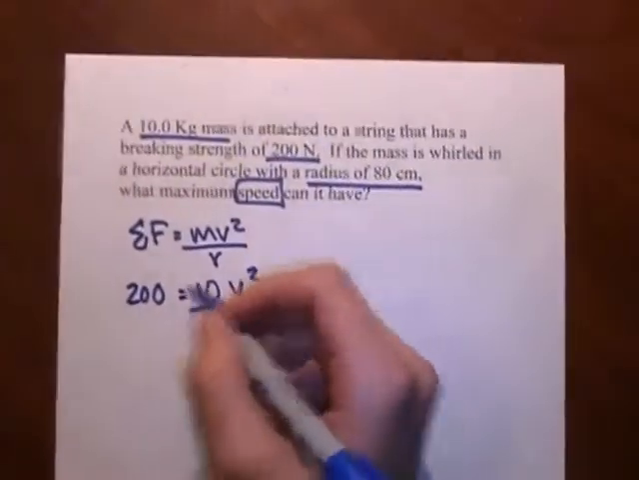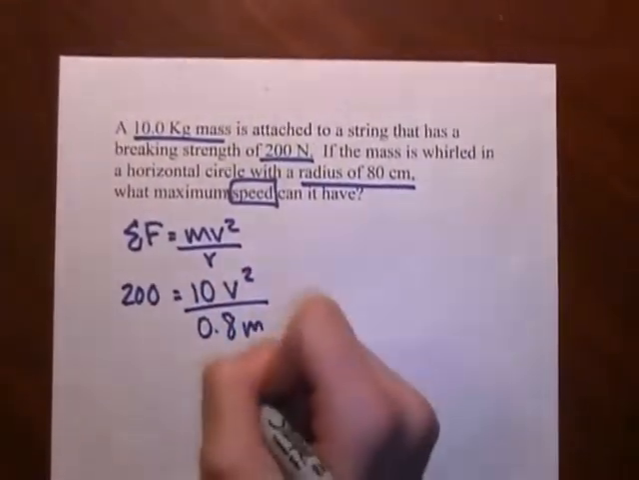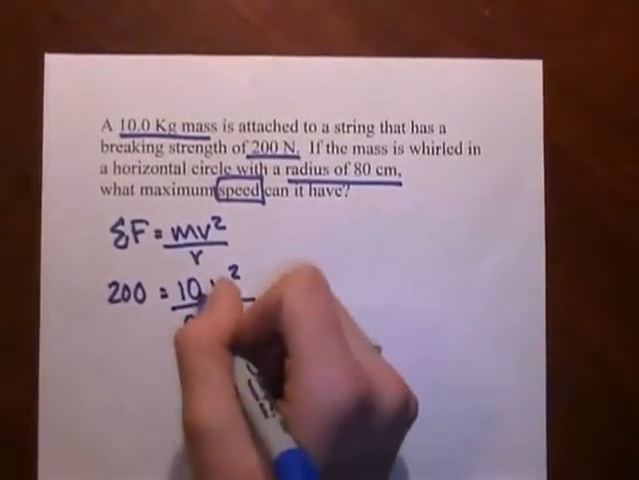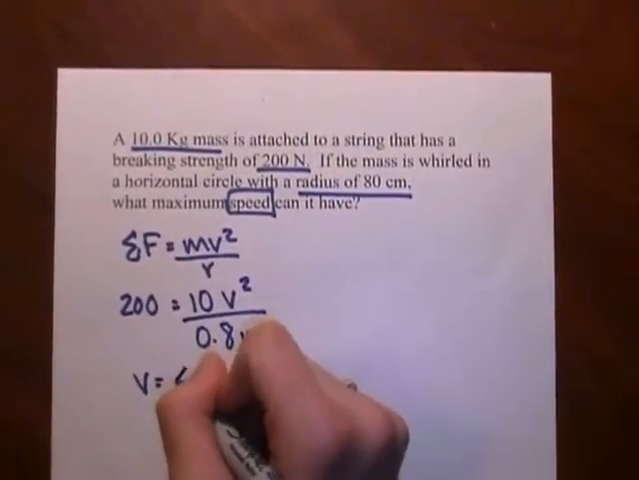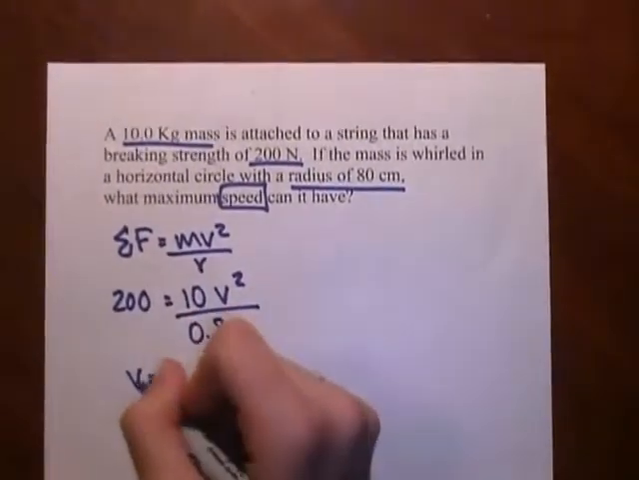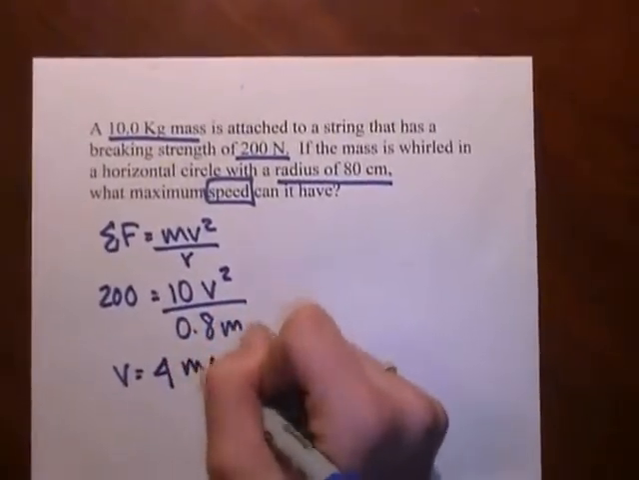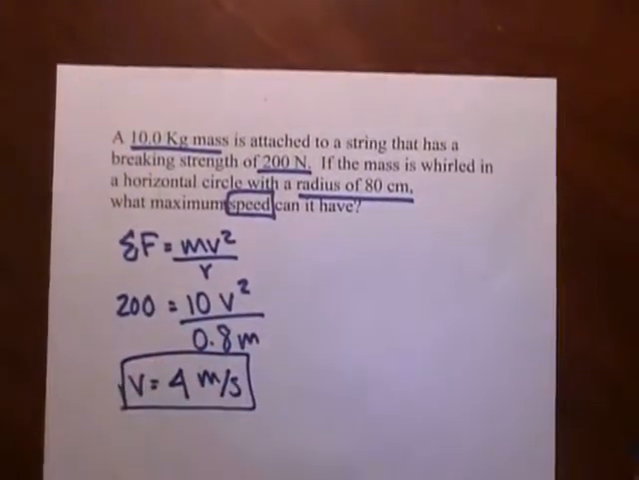And then you multiply both sides by 0.8, and then you divide by 10 and take the square root, and v becomes 4. And the v is measured in meters per second. So that is your answer, and that is all.